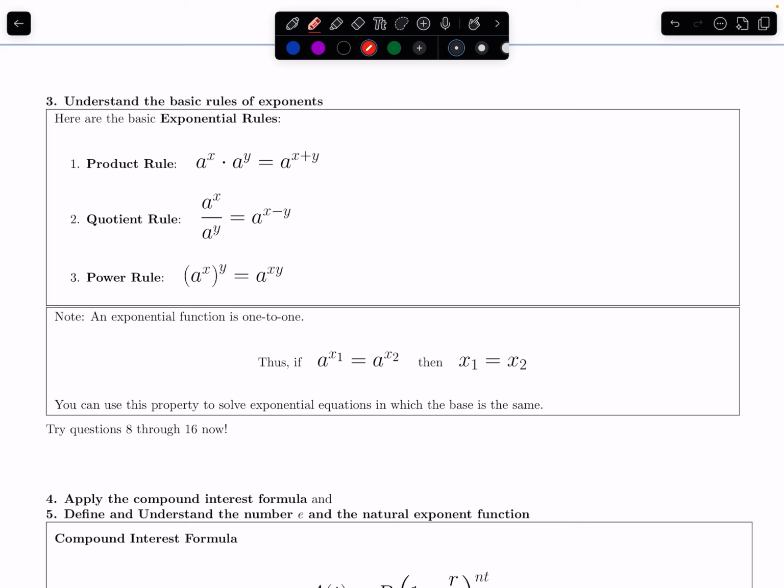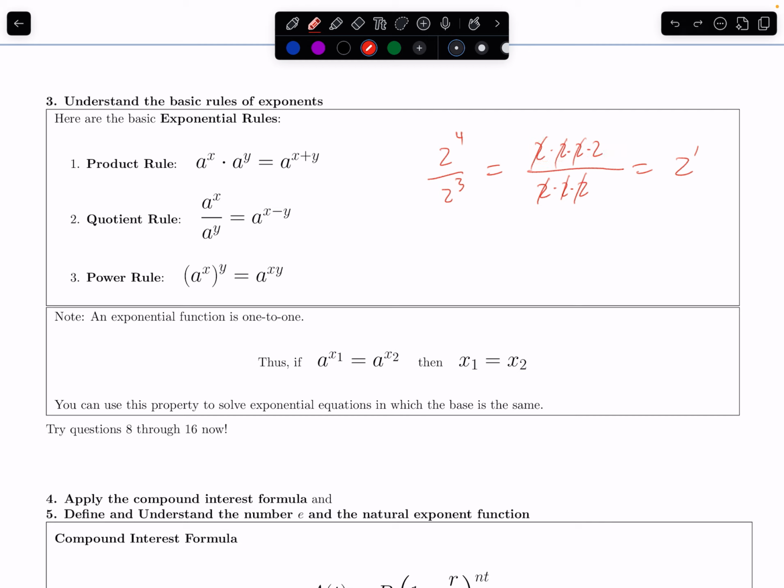Okay, what about the quotient rule? Here's a quick justification. Let's use 2 as a base instead this time. Let's say 2 to the fourth divided by 2 to the third. What is 2 to the fourth? That's 2 times 2 times 2 times 2. 4 2s, right? 2 to the third is 1, 2, 3. And what do you do? If you're dividing, you just cancel. So in essence, you're just subtracting however many you had, right? 4 minus 3, and you get 2 to the 1. So that justifies the quotient rule.